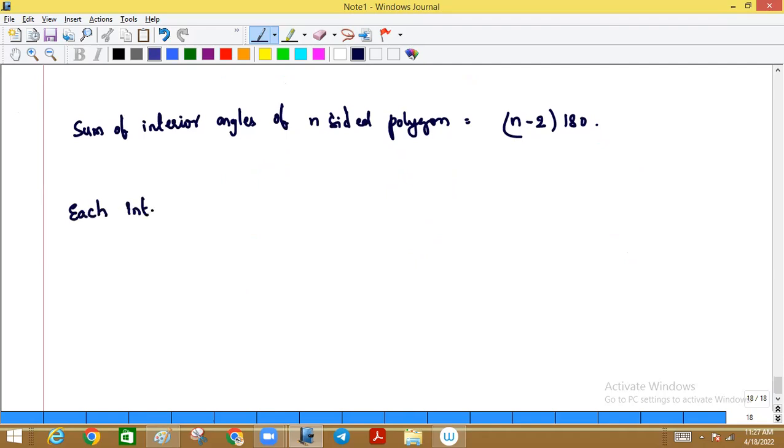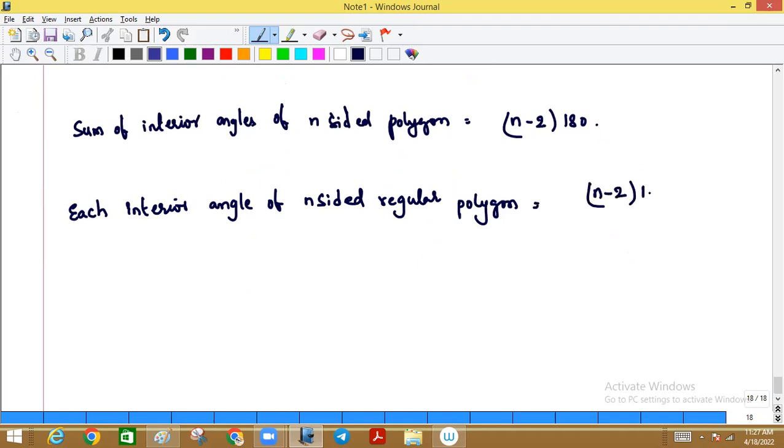Okay. Therefore, if I ask you what is each interior angle of n-sided regular polygon, it is equals to n minus 2 into 180 divided by what? N. Understood? What is each interior angle of n-sided regular polygon? N minus 2 into 180. That is the total sum. Divided by how many angles are there? N angles are there. I am dividing it into n parts.